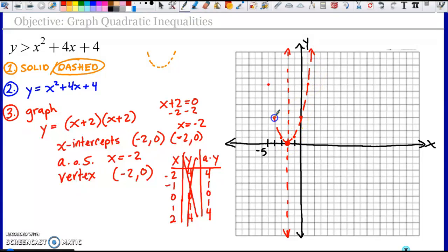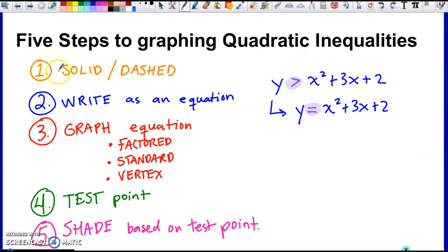Now, if you don't like to make dashed lines like this, you can make it solid and then use your eraser and just erase the little lines like that. Step 4 is I have to choose a test point. So I've determined solid or dashed. I've written it as an equation. I've graphed it. Now I have to use a test point.